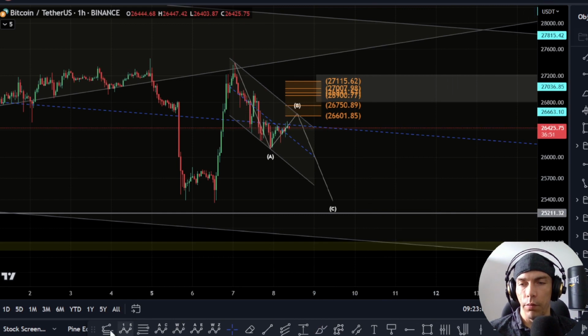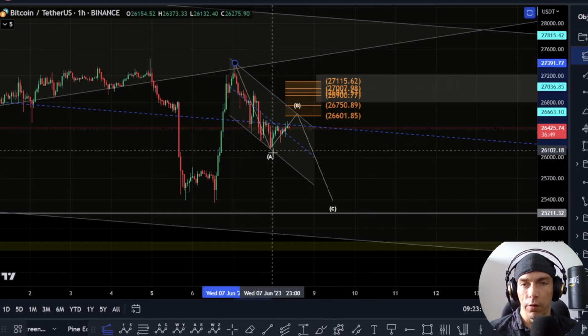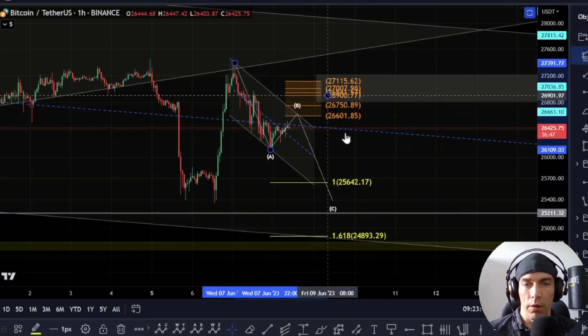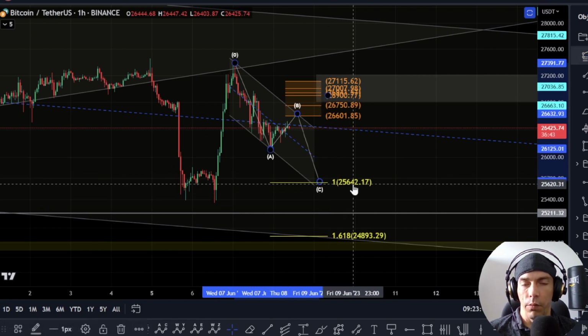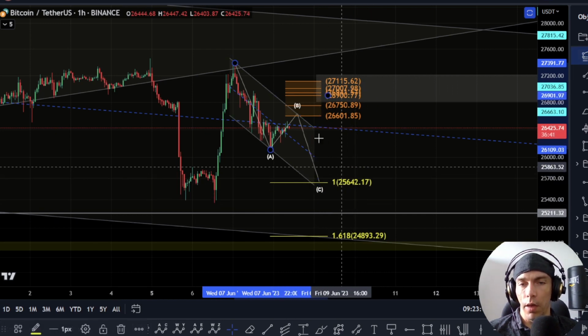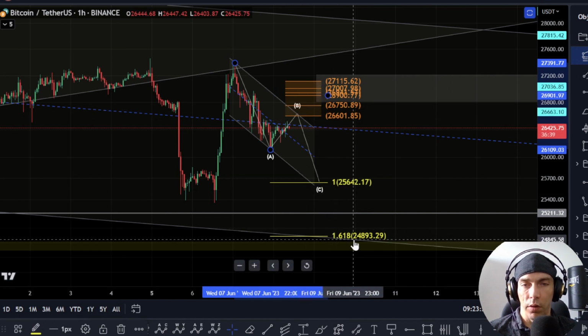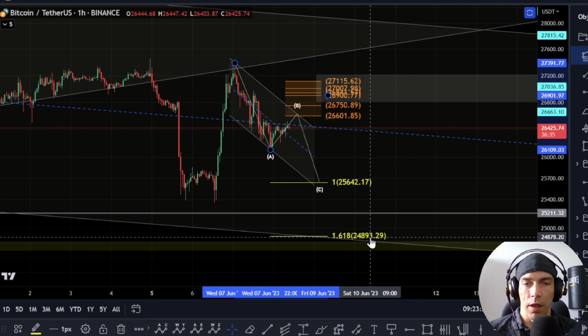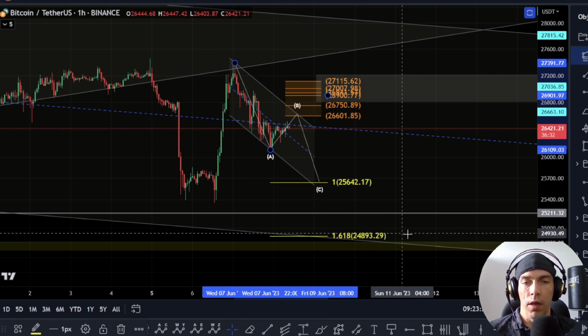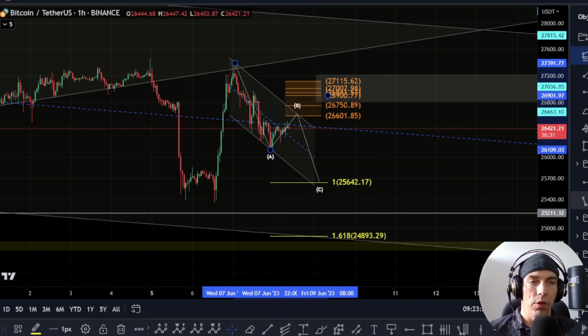So we need to just be careful, because if we do see price, like I said, come up to that 0.618, what we could see is a 1-to-1 down here towards this 25,642. Alternatively, if we see price break down past this 1618, which would be here of this 24,893, we could see a bigger impulse developing. So that would tie into that idea of that bigger breakdown.